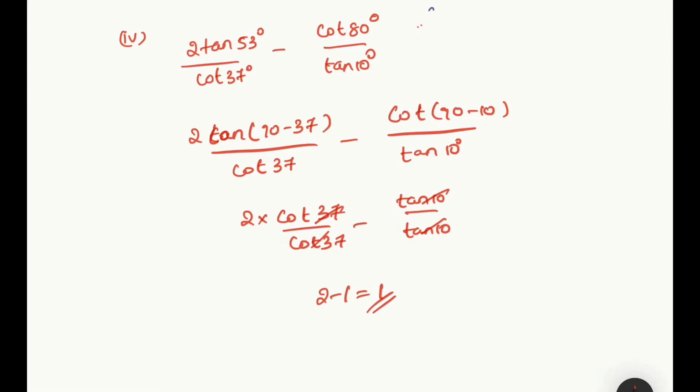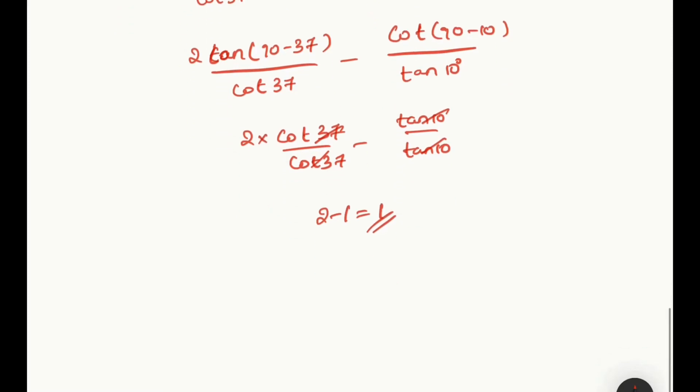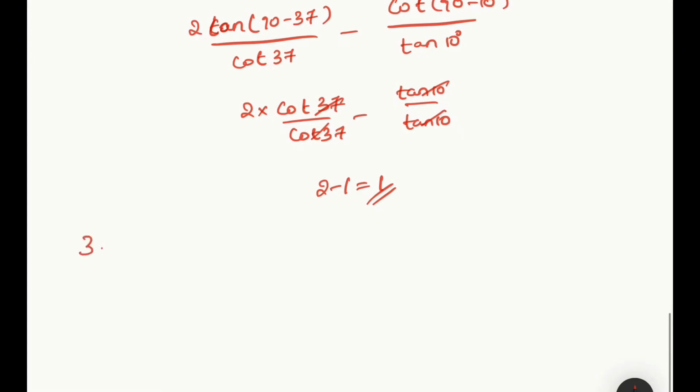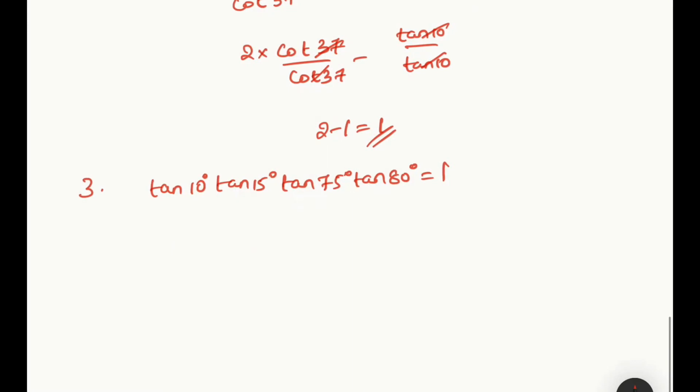Okay, hope it's clear. This is how you will solve this type of questions. Okay. Now coming to the third main. tan 10 degree, tan 15 degree, tan 75 degree, tan 80 degree equals 1. So how do we solve it? So let me bring these complementary angles together.